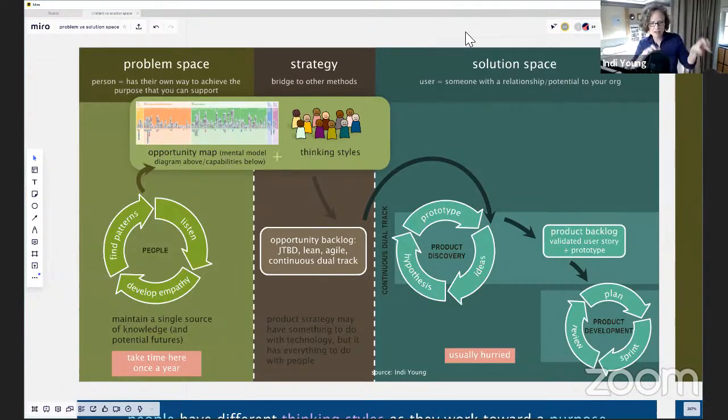It consists of 2 cycles that are going in parallel, and they're handing off to each other through a product backlog. So probably that sounds familiar to people. The ideas from it are coming from something in that brown space, just in the middle, from the opportunity backlog. That thing gets filled either by jobs to be done or lean or agile.